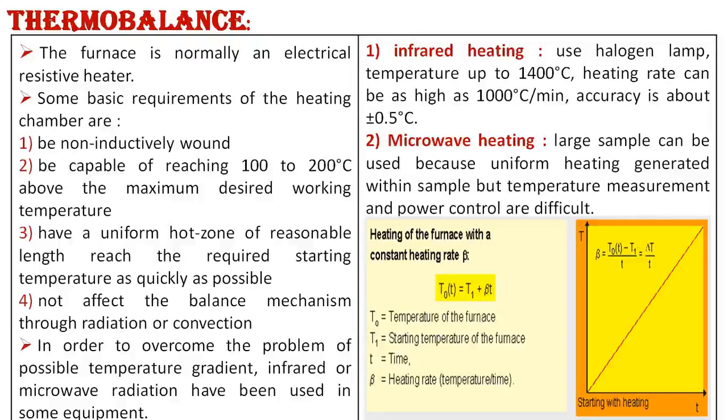T is the temperature of the furnace, T0 is the starting temperature of the furnace, t is the time, and beta is the heating rate. So that is the characteristic that shows the relation between the temperature of the furnace and time.